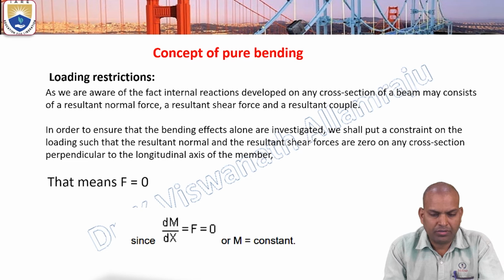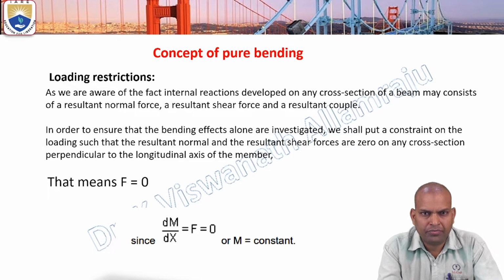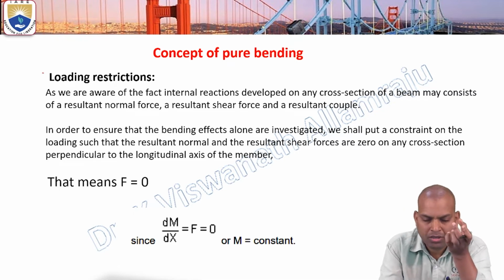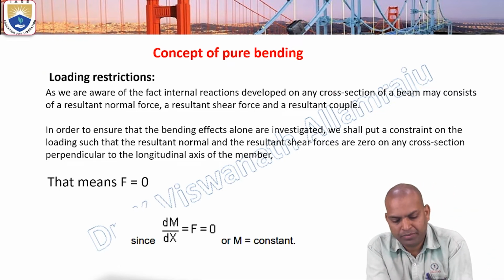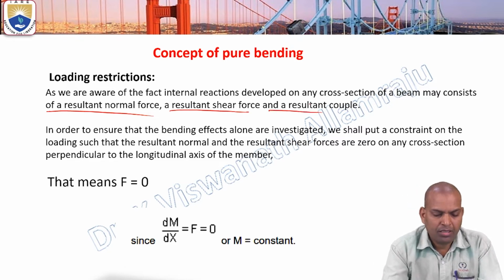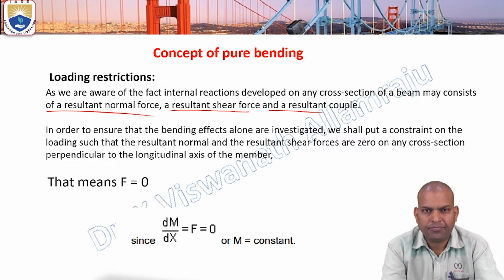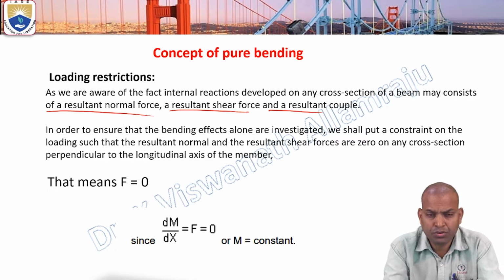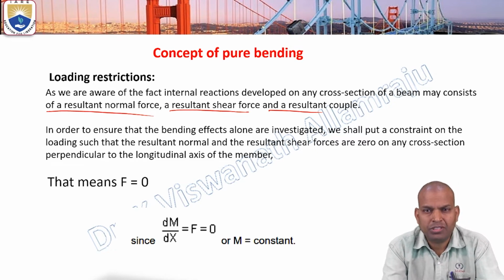Here, what is the concept of pure bending? As we are aware, the internal reactions developed on any cross section of a beam may consist of a normal force, a resultant shear force and a resultant couple. Here we are going to study only bending stresses, so we are going to restrain the effects of twisting and buckling.